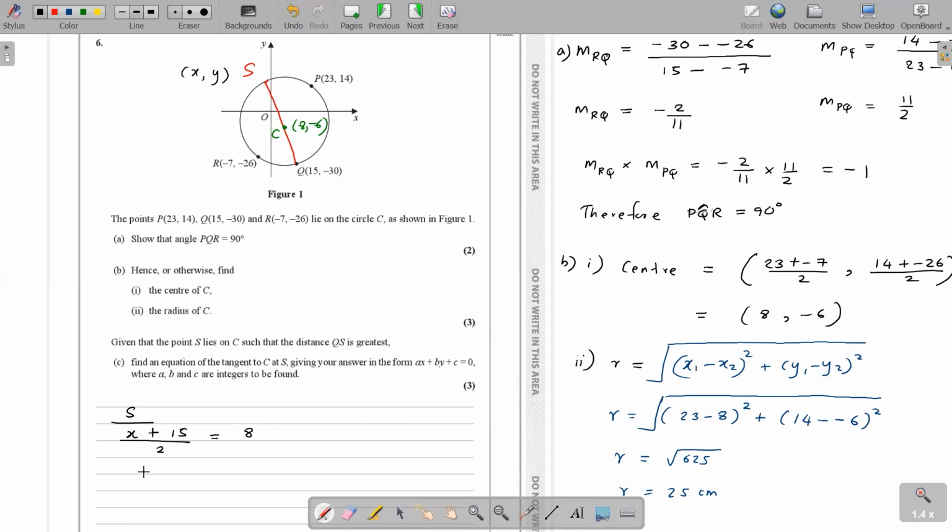And then I get here: x plus 15 equals 2 times 8, which is 16. So x equals 16 minus 15, which is 1. Is that okay?